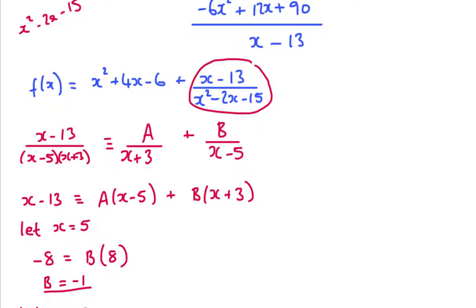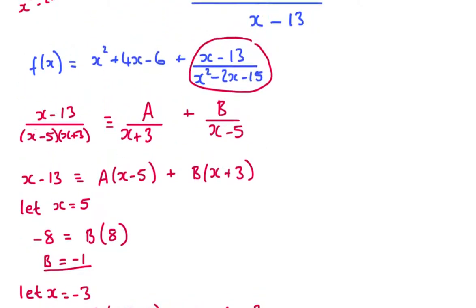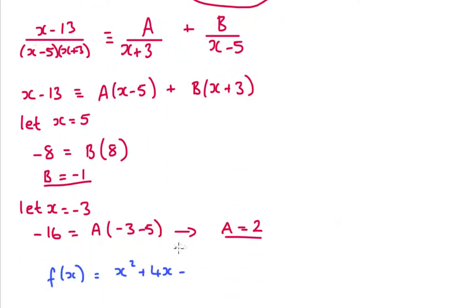So final answer is going to be that f of x can be written as that original quotient, so x squared plus 4x take 6, was it? Yep. Plus 2 over x plus 3 minus 1 over x take 5.